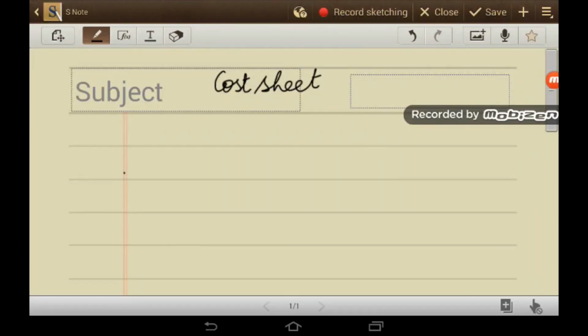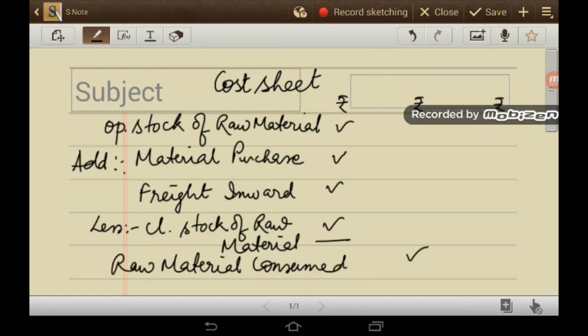Today, I will discuss a problem on cost sheet. I am preparing the structure of the cost sheet. So the first element is opening stock of raw material, then add material purchase, freight inward, less closing stock of raw material. This will give you raw material consumed.